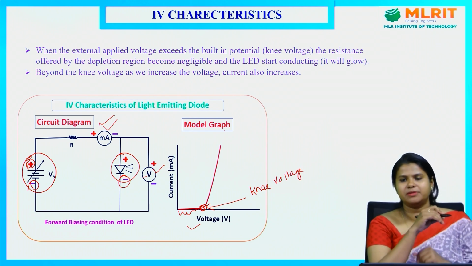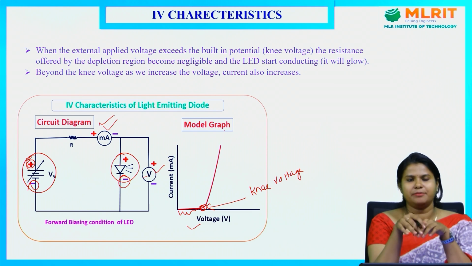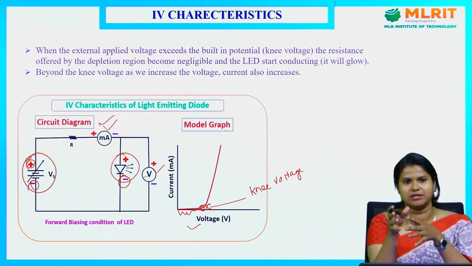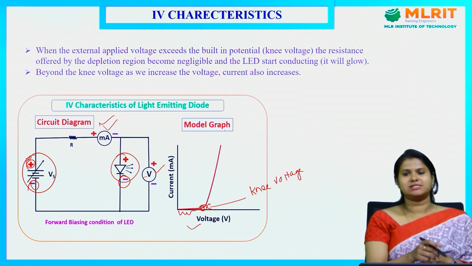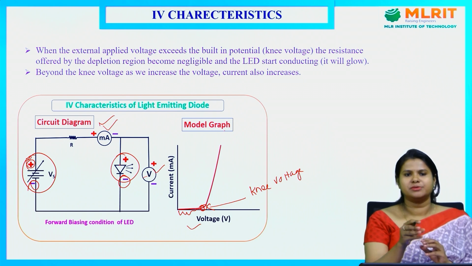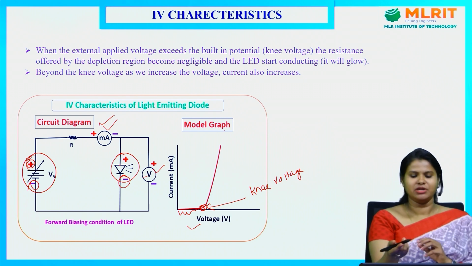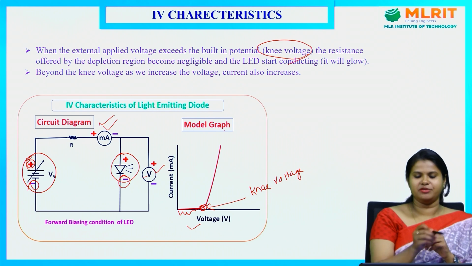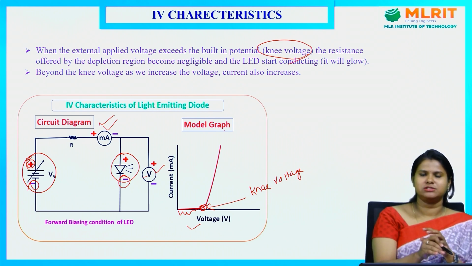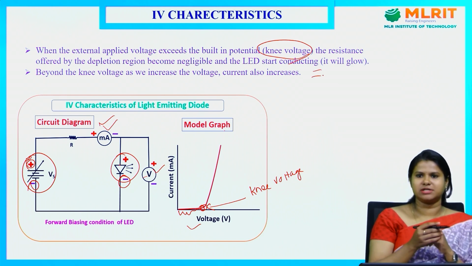Because when we discussed the PN junction, I mentioned that when the applied voltage is greater than the barrier potential, only then will this PN junction conduct. That's why the applied voltage must be greater than a particular amount of voltage in order to flow some current through this LED. That's why we need this knee voltage. That means the applied voltage should be greater than the knee voltage, so that this LED will start conducting.